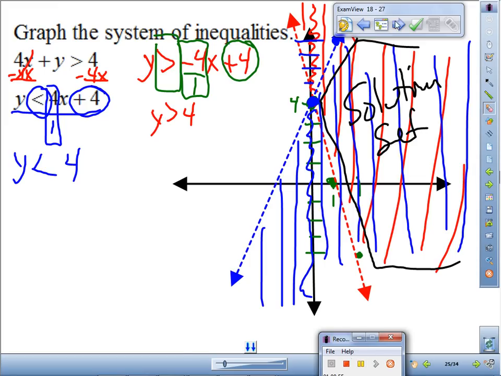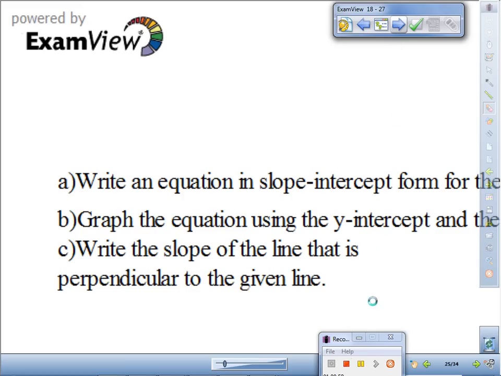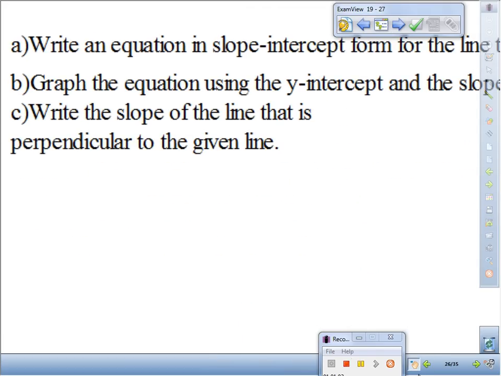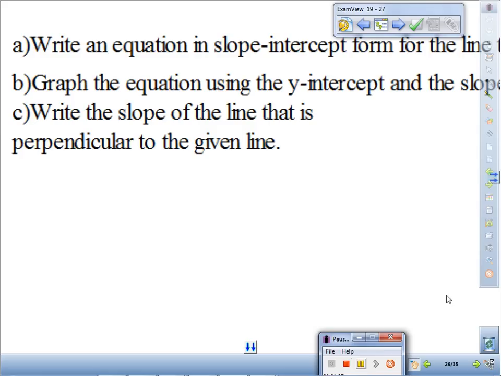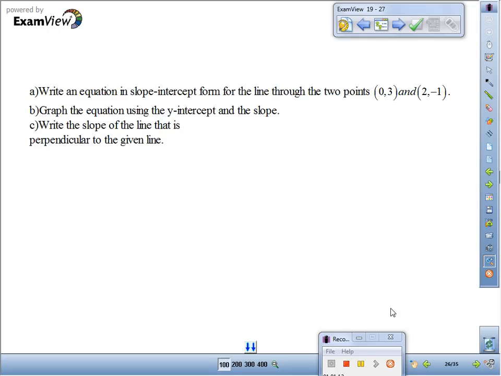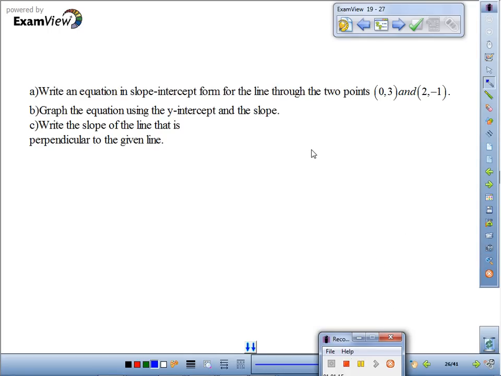Okay, number 19. Yes, please. Yeah. Number 19, let me zoom out. Give me a second. There it is. Let me read that just again.